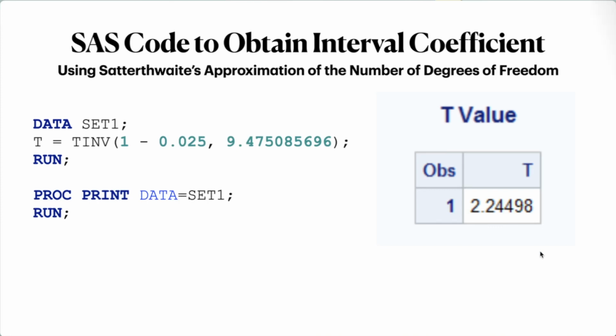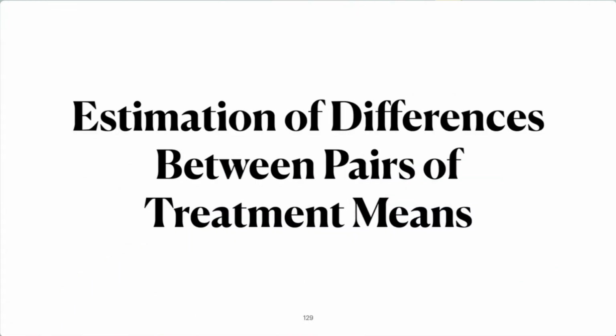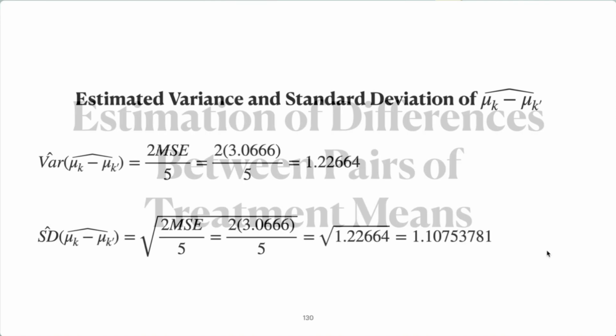So if you used it in subsequent calculation, it would be using the full precision of the value that's being retained in memory. All right, now let's look at estimation of differences between pairs of treatment means. In order to come up with point estimates for the differences between treatment means, we would need the point estimates of the individual treatment means, and that's why we looked at that first.